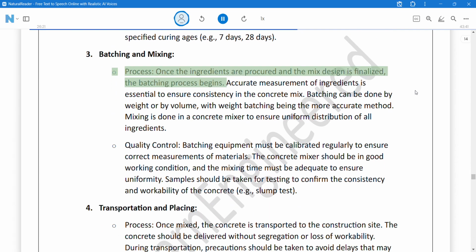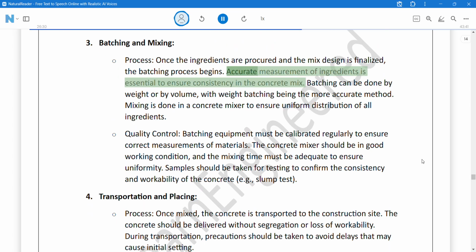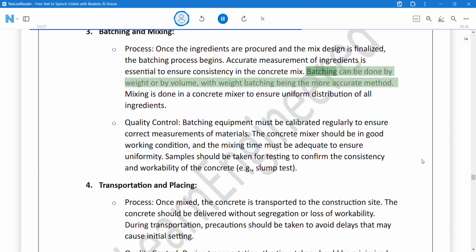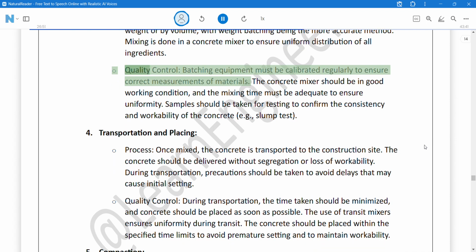3. Batching and mixing. Process: Once the ingredients are procured and the mix design is finalized, the batching process begins. Accurate measurement of ingredients is essential to ensure consistency in the concrete mix. Batching can be done by weight or by volume, with weight batching being the more accurate method. Mixing is done in a concrete mixer to ensure uniform distribution of all ingredients.